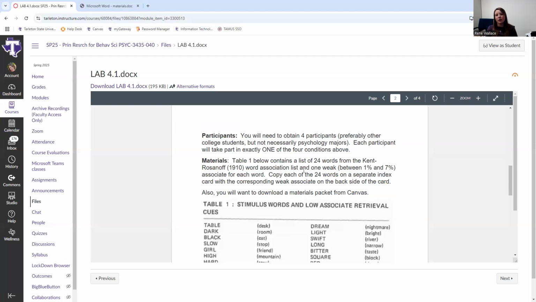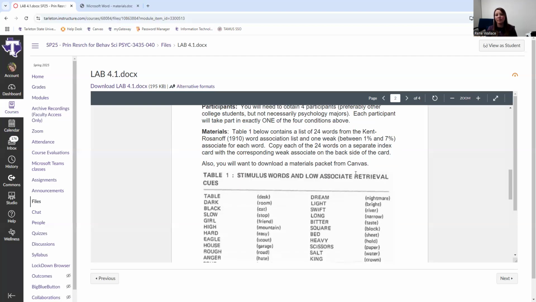So this table has 24 words right here, from the Kent-Rosanoff 1910 word association list. And between 1% and 7% of people associate each weak associate with each word. So these words in parentheses, those are the weak associations. Those are going to be your cue words. I'm saying C-U-E, cue words, but it probably sounds like key words in the video.